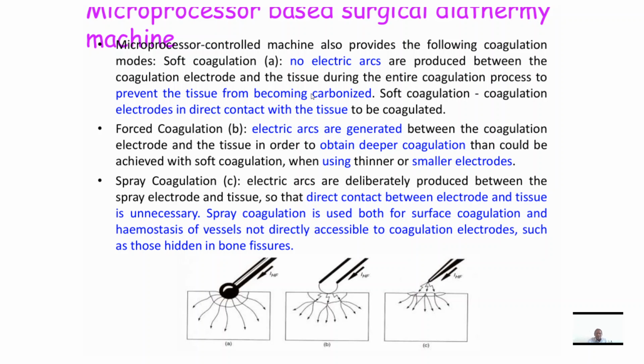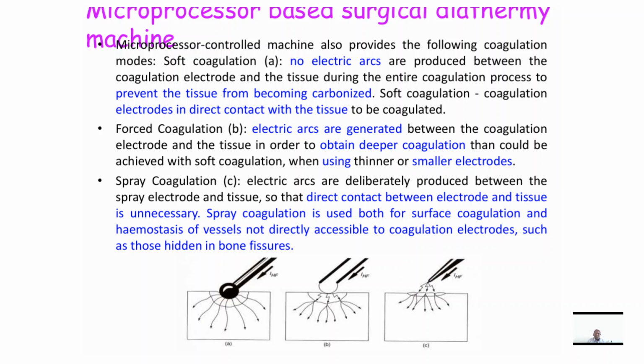In continuation with the microprocessor based surgical diathermy, the microprocessor controlled machine also provides the following coagulation modes: one is soft coagulation, the second is forced coagulation, and the third is spray coagulation. What coagulation is, we have already explained. Now we can go for soft coagulation.